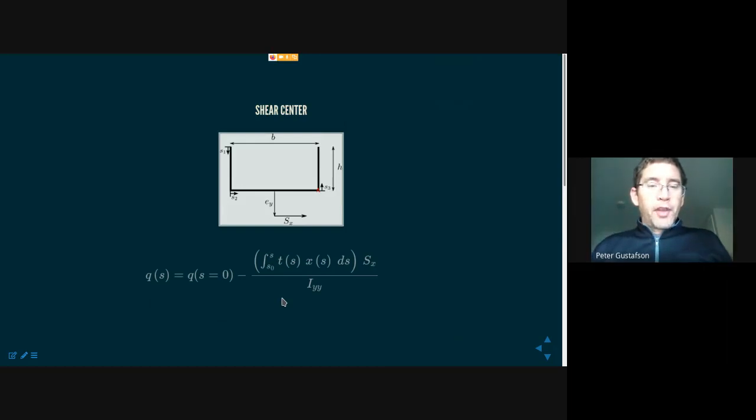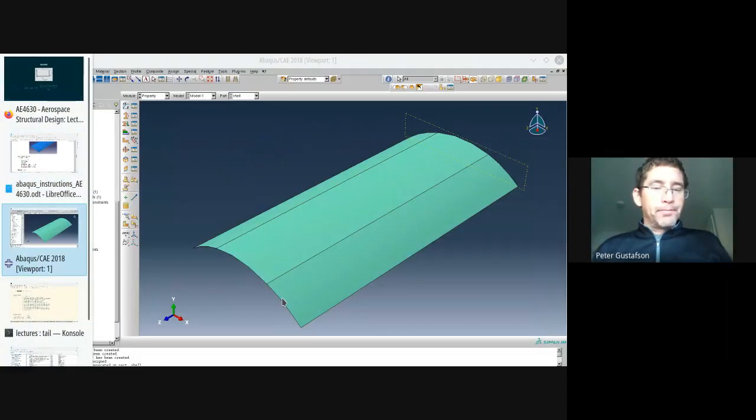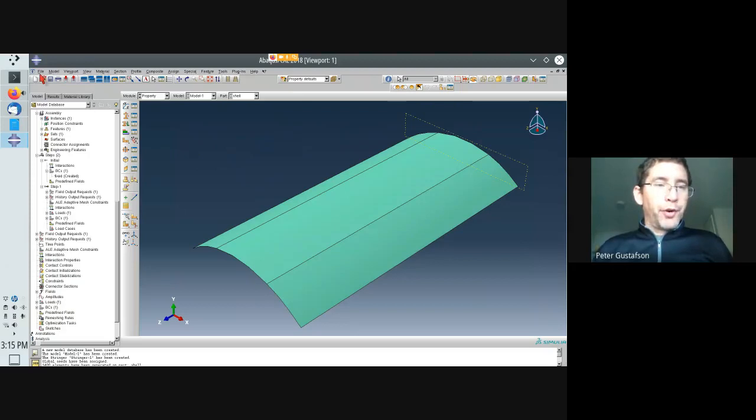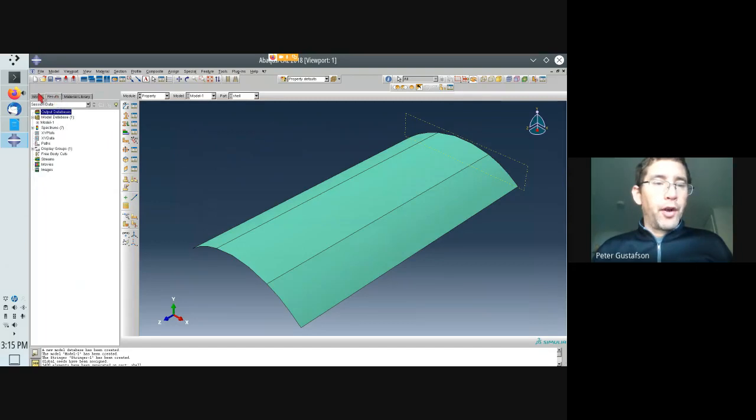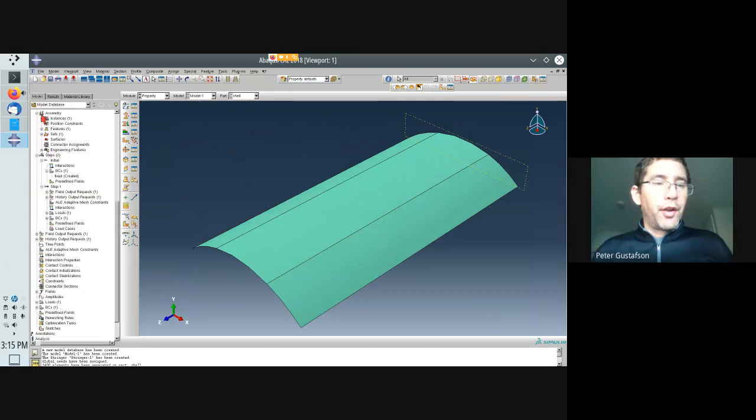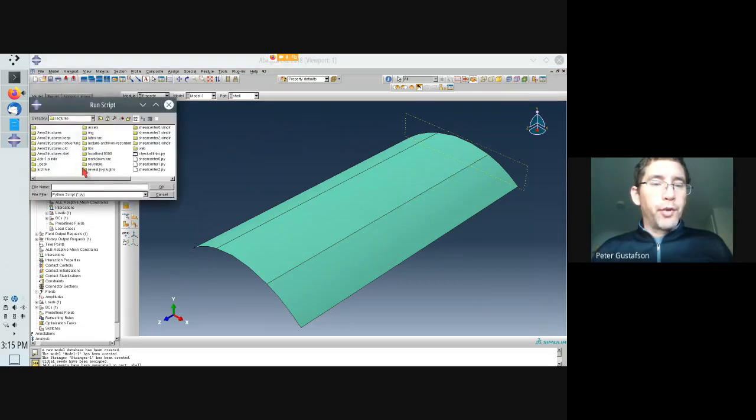I want to also skip back to Abaqus just for a minute. I'm going to close what we're doing here, so close the results database, and I'm instead going to run a script.